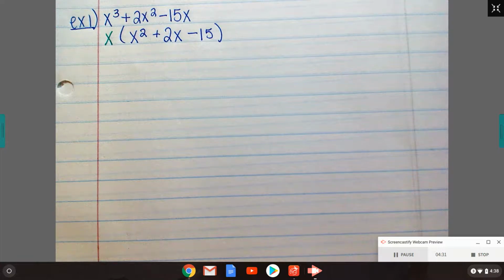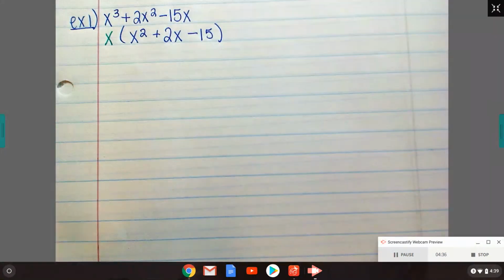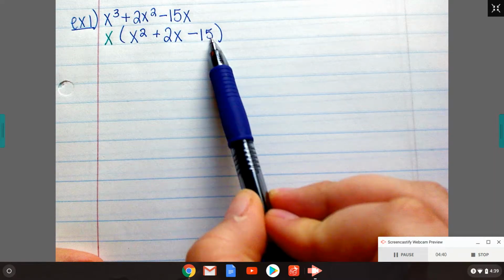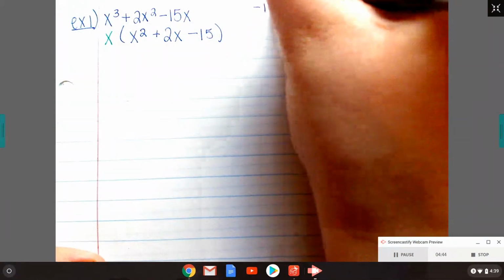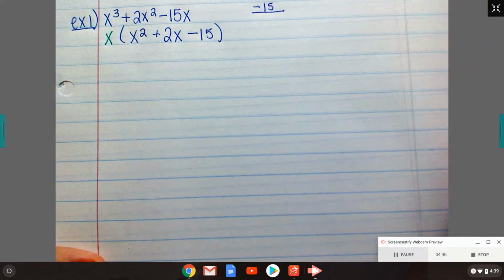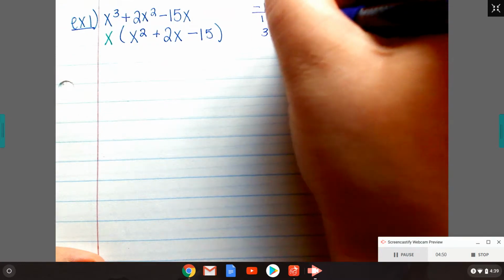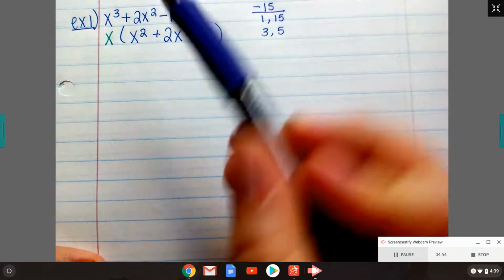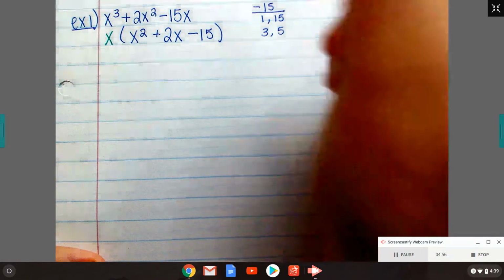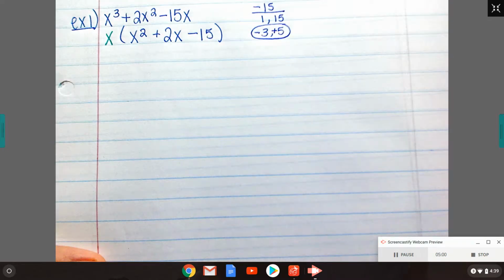From here, what's on the inside of this parentheses is a quadratic that we can factor just like we did above. So we'll go ahead and do that. First off, notice a times c is negative 15. So we're looking for factors of negative 15, which are 1 and 15, or 3 and 5. A combo of which that we can use to make this negative 15 that also adds to positive 2 will need to be negative 3 and positive 5. So there's the combo that we need.